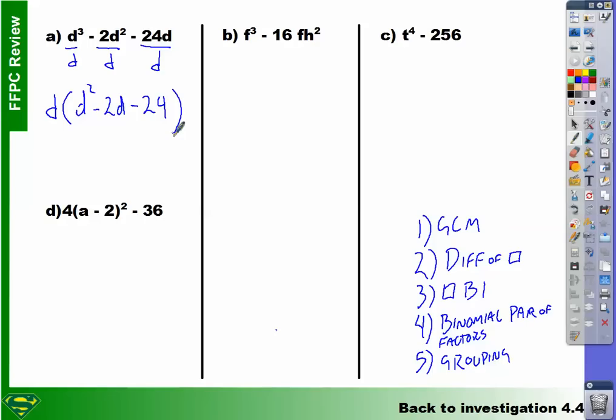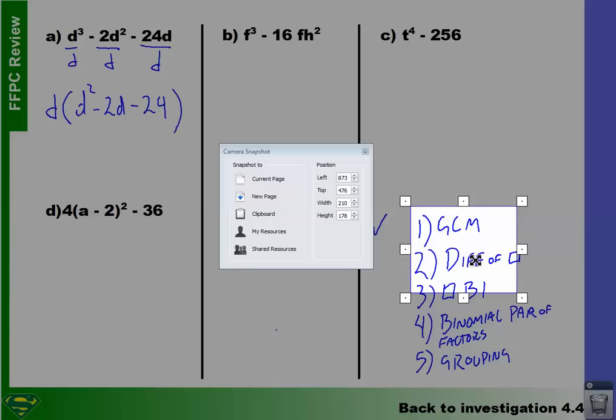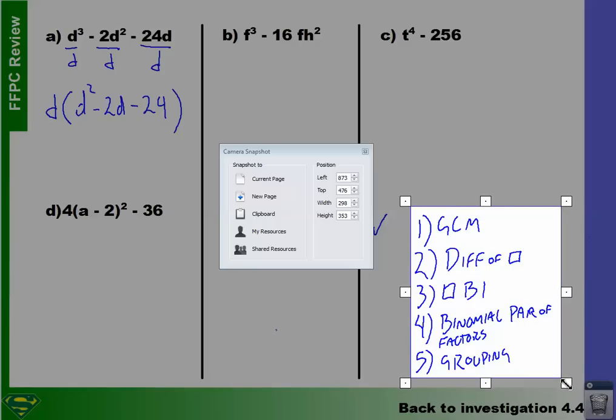So I've already looked for the greatest common monomial. So then, is that trinomial a difference of squares? No. How do you know it is not a difference of squares? Because negative 24 is not a square number. I would totally agree with that.